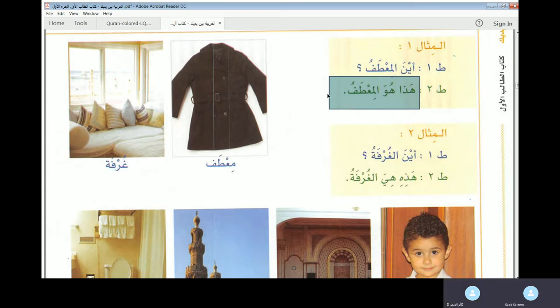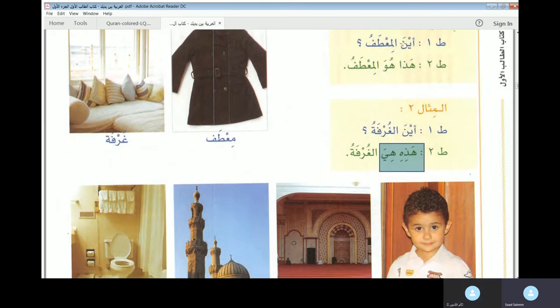Okay. For example, he is looking for his glasses and he does not find his glasses. He asks you, "Where are my glasses?" You will hand him his glasses and you will say "Hadhihi hiya nazzara." For a masculine word we use hadha huwa, and for a feminine word we use hadhihi hiya. Okay, read the second example.